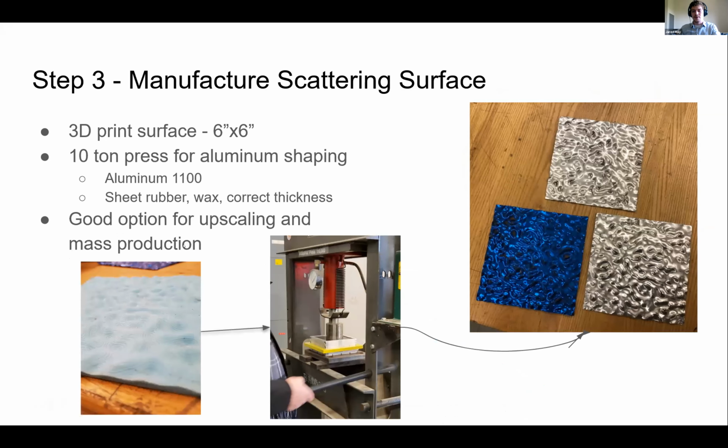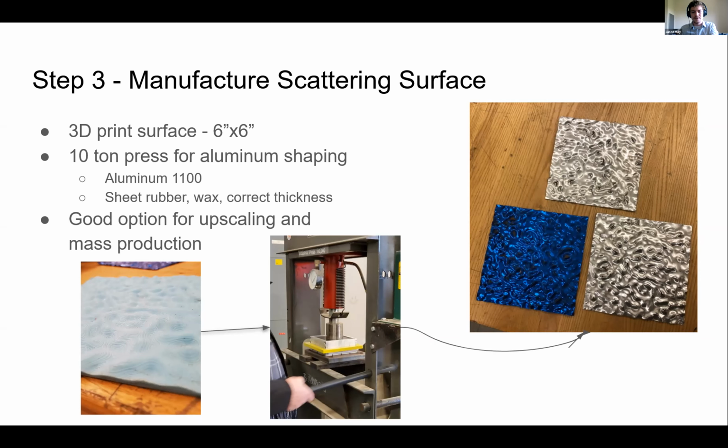So after that, we actually want to look into manufacturing the surface. So we started by making a 6-inch by 6-inch 3D print of it, which we then ran through a 10-ton press. And we found that aluminum 1100 alloy works for us. We used sheet rubber, spray on wax, coupled with the correct thickness of the metal to make a good surface.